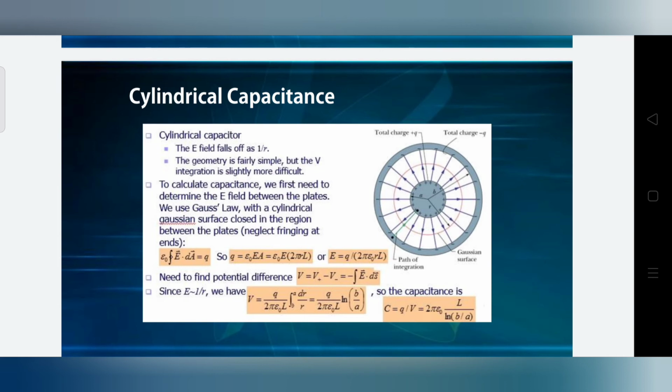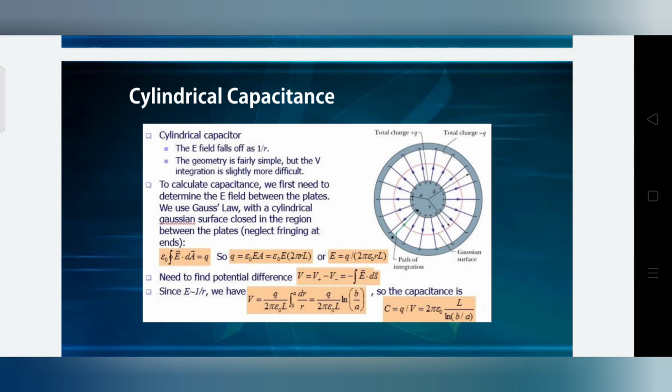And then we need to find the potential difference V. We have to find the potential difference between V plus and V minus, and the formula is V is equal to minus integral of E into ds. Since E is proportional to 1 by R, we have V is equal to Q divided by 2 pi epsilon naught L, integral A to B dr divided by R. So the upper limit and lower limit are substituted. The integral of 1 by R is ln of R, and for R, the upper limit and lower limit are substituted.